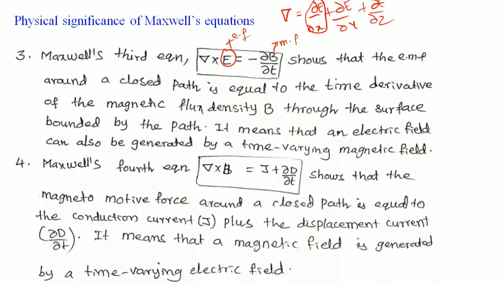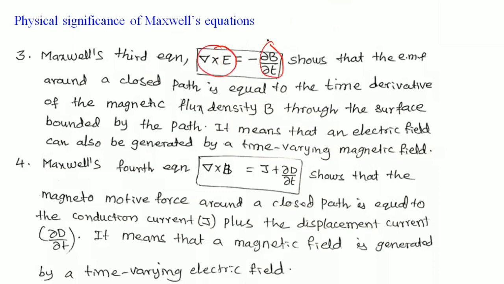It shows that the electromotive force around a closed path is equal to the time derivative of the magnetic flux density B through the surface bounded by the path. It means that an electric field can also be generated by a time varying magnetic field. Simply, here this is the changing electric field. It generates a changing, time varying magnetic field. That is the physical significance.